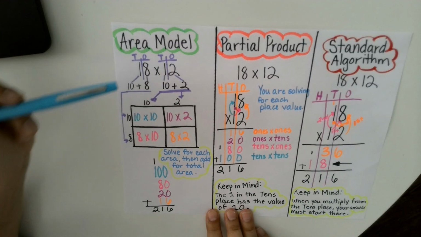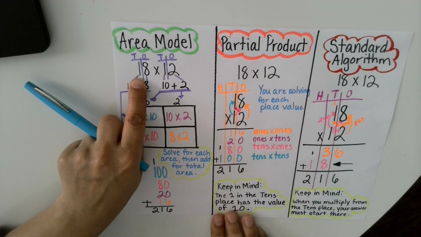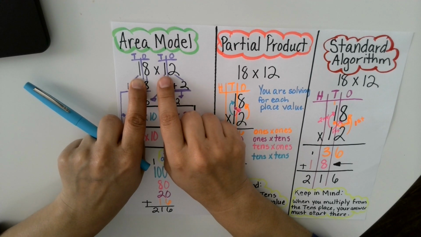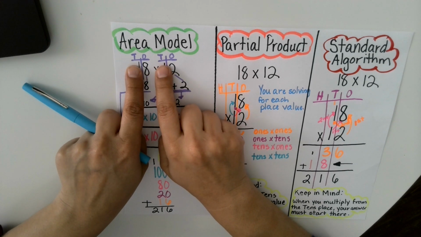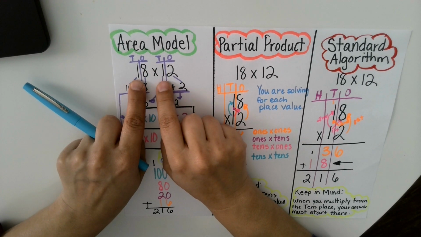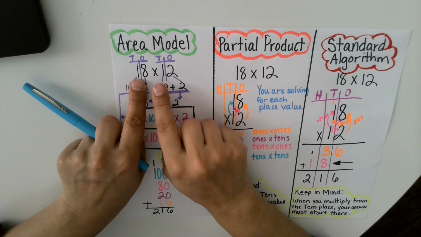Okay? The most important thing to remember here, and I know this is where some of us get confused, is that the digit is 1, but it is in the tens place. So the value of this 1 is 10. It is not 1.